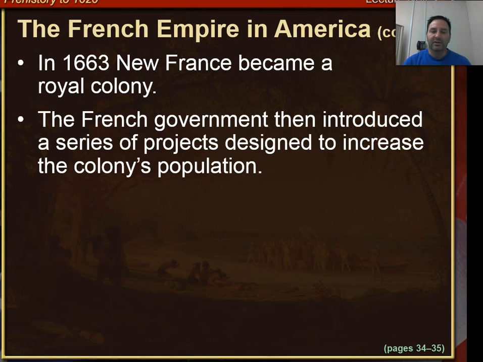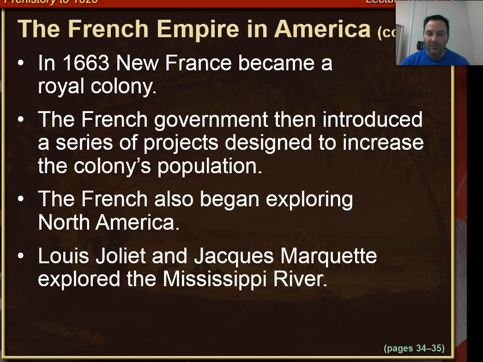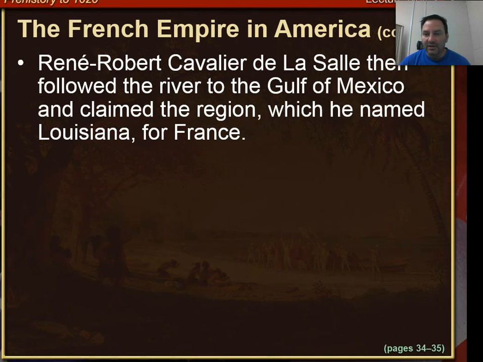The French government then introduced a series of projects designed to increase the colony's population. And the French also began exploring North America a lot more. Louis Joliet and Jacques Marquette explored the Mississippi River, coming down past current-day St. Louis. And finally, René Robert Cavelier de La Salle followed the river to the Gulf of Mexico and claimed the region, which he named Louisiana, for France.